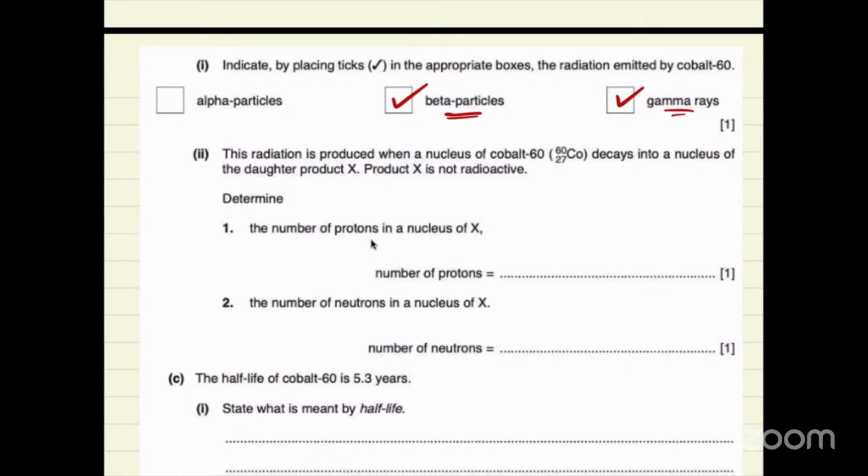But for beta particles, if I were to write out this equation, this is Co-60, 27. This is going to decay by beta decay, so it's going to emit a beta particle, which we know is 0, -1. So this X is going to have the same nucleon number, but by virtue of the conservation of proton numbers, the proton number here is going to go up by 1. So from 27, it increased to 28. So number of protons in the nucleus of X is 28. Number of neutrons would be nucleon number minus proton number, 60 minus 28. So that would be 32.